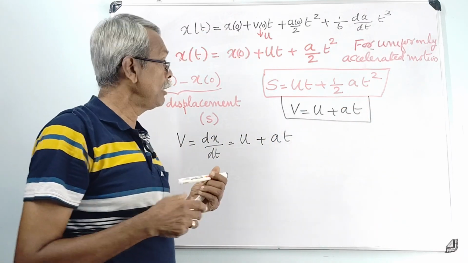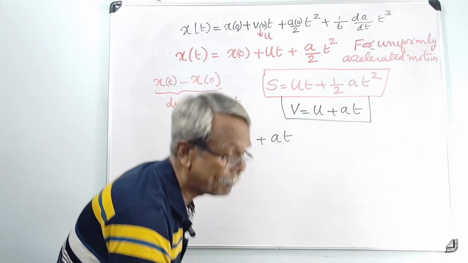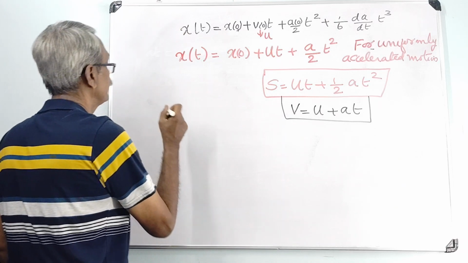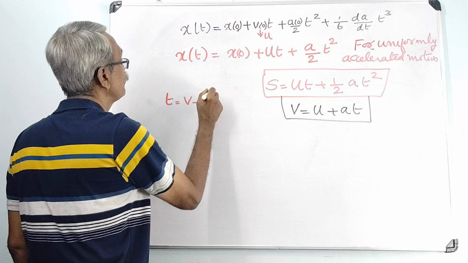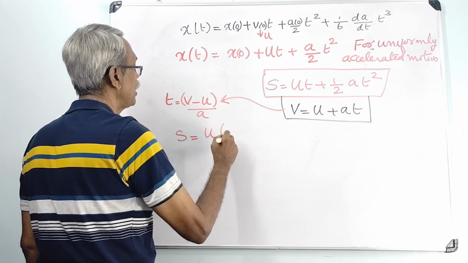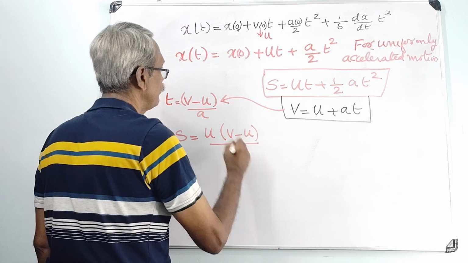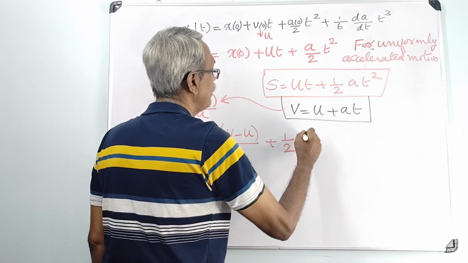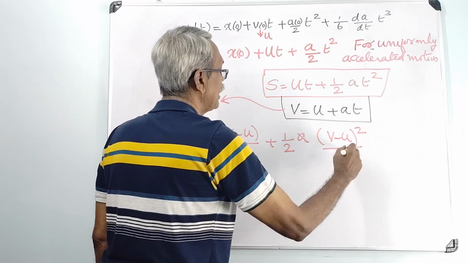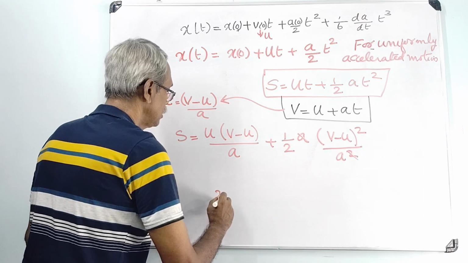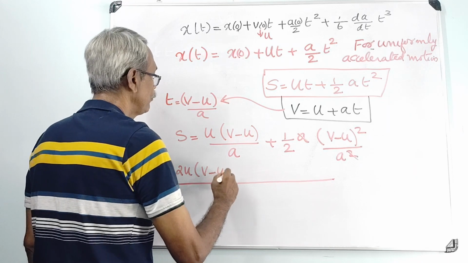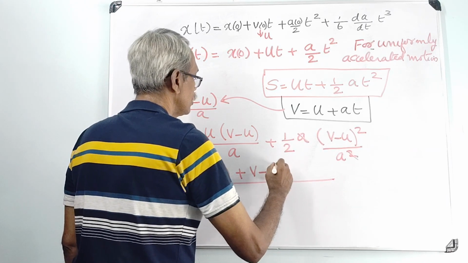Now, we can eliminate the time using this equation and obtain the next useful kinematical equation. That is, we can write t is equal to v minus u divided by a from this, and therefore s is equal to u multiplied by v minus u divided by a, plus half a multiplied by v minus u by a whole square divided by a square. One a will cancel and you can take 2a as the LCM, and this will be 2u multiplied by v minus u plus v minus u whole square.